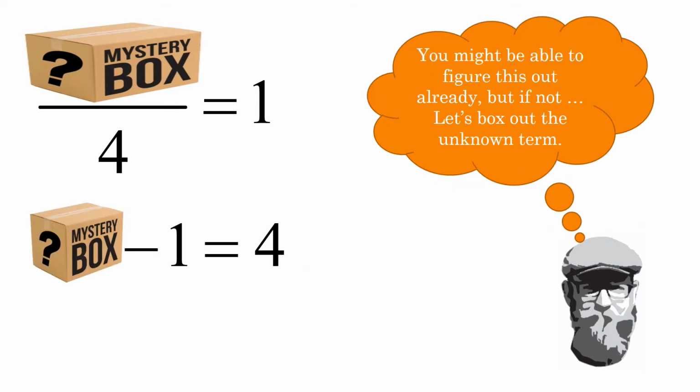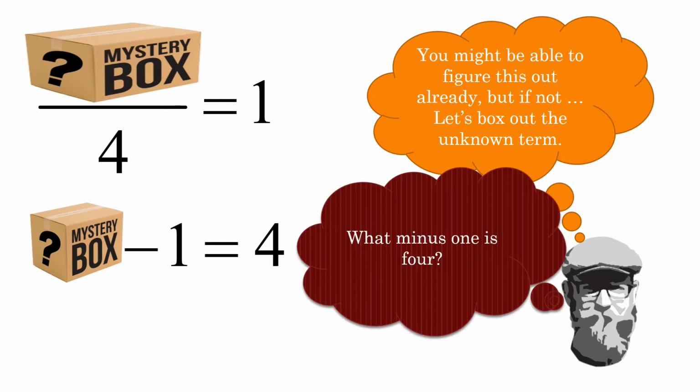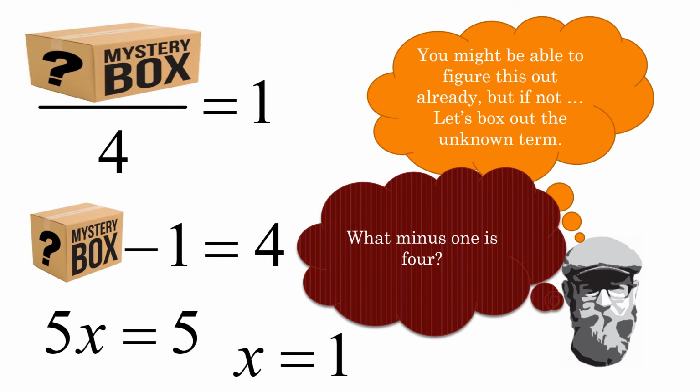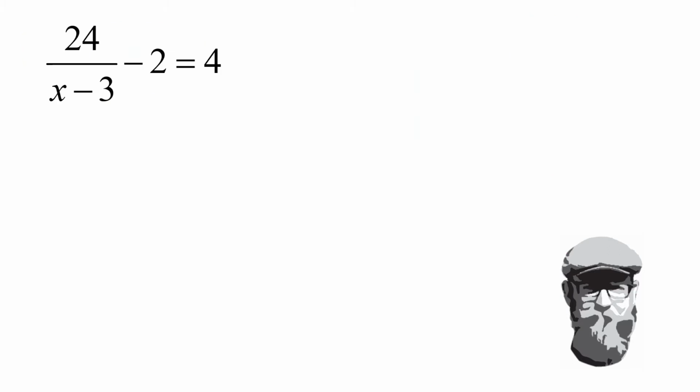Now, just like last time, I don't know what 5 times x is because I don't know what x is. But what minus 1 is 4? Isn't 5 minus 1 4? Yeah, 5 minus 1 is 4. So the mystery box is 5x. So 5 times 1 is 5, so x equals 1. That's it. I'm done. Now, let's try one that's really, really ugly.